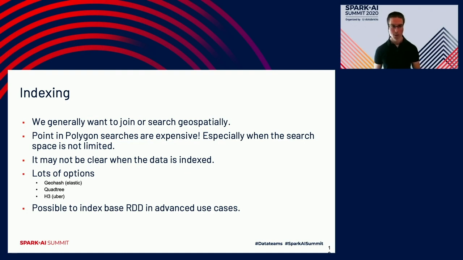So there are lots of options when it comes to indexing. You can do GeoHash, which is what Elastic uses natively. That puts a rectangular grid. This is really handy because you can move up and down on the resolution scale just by changing the number of characters you're looking at. But its grid is not constant across the globe because of those projection issues that we were talking about. Quadtree is pretty similar.